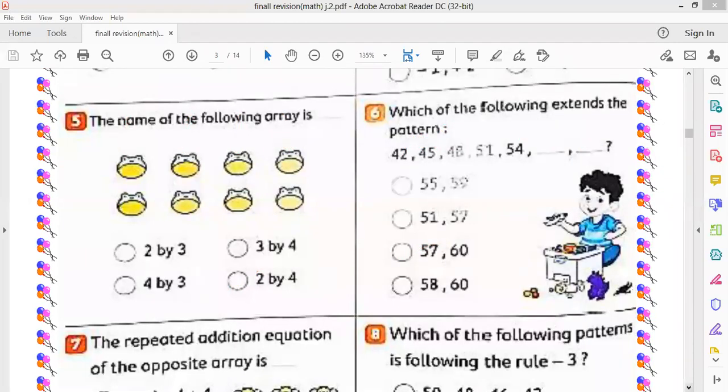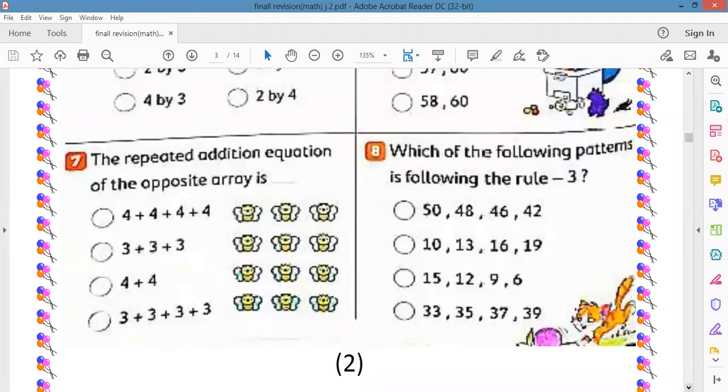Question number 7. The repeated addition equation of the opposite array. Okay, we have here 3 plus 3 plus 3 plus 3. The last one, we choose the last one.